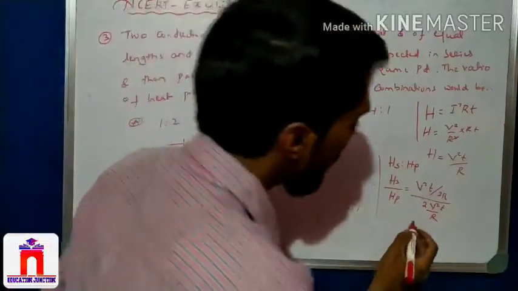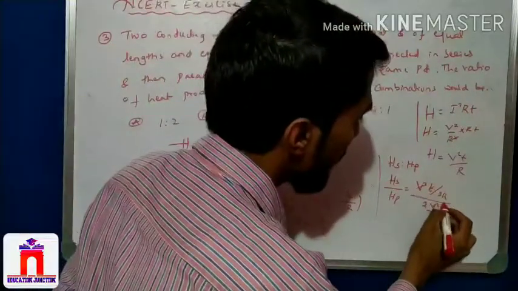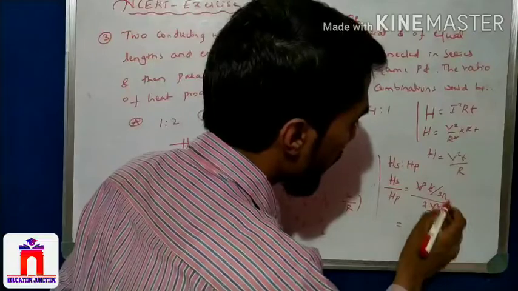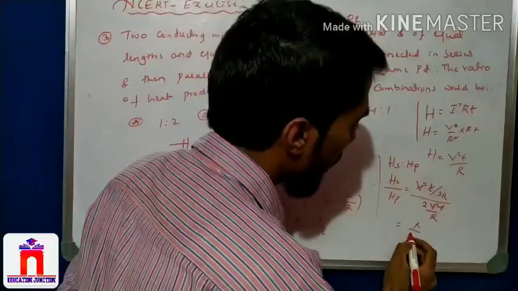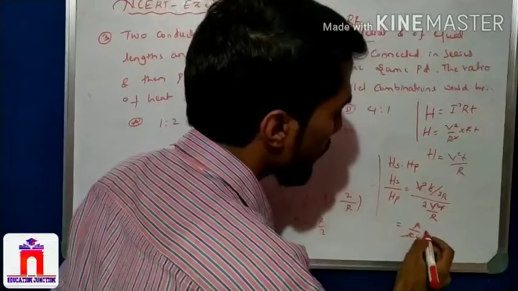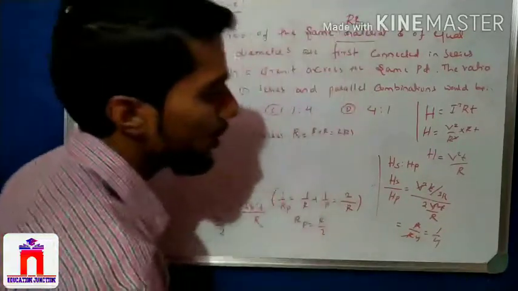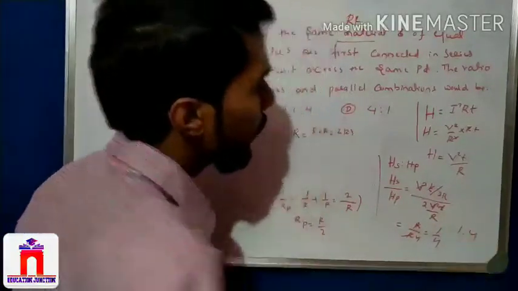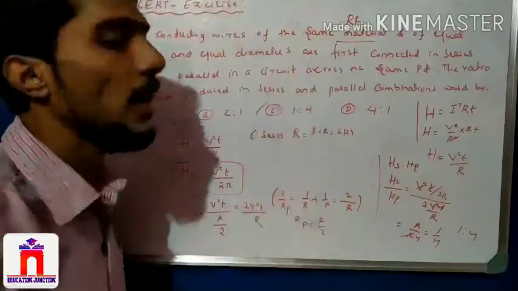So let's see. V square cancels, T cancels. The 2 here, R up means R divided by R. This R down means we get 2 into 2, which is 4. So R cancels, and we get 1 by 4. So the answer is 1:4. This is the answer, right, student?